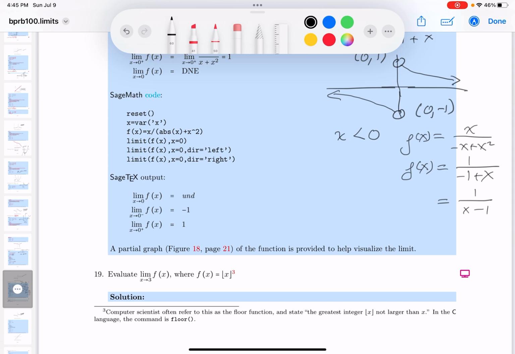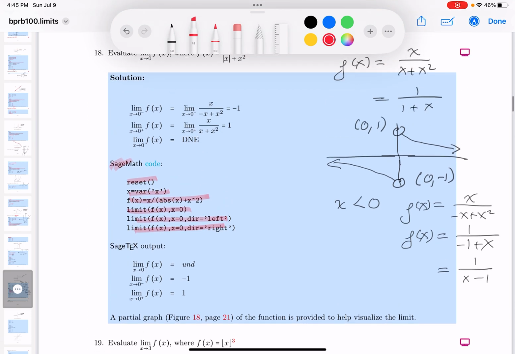But let's go back to software. We're using, again, Sage Math. Reset, clean sheet of paper, define a variable, define the function, which they give me, and then we do these 3 limits. What are we expecting to see? Minus 1, 1, and a DNE. Again, I don't like the fact that it said UND over here. I'm going to simply say it should be DNE. Let me write that down for you.